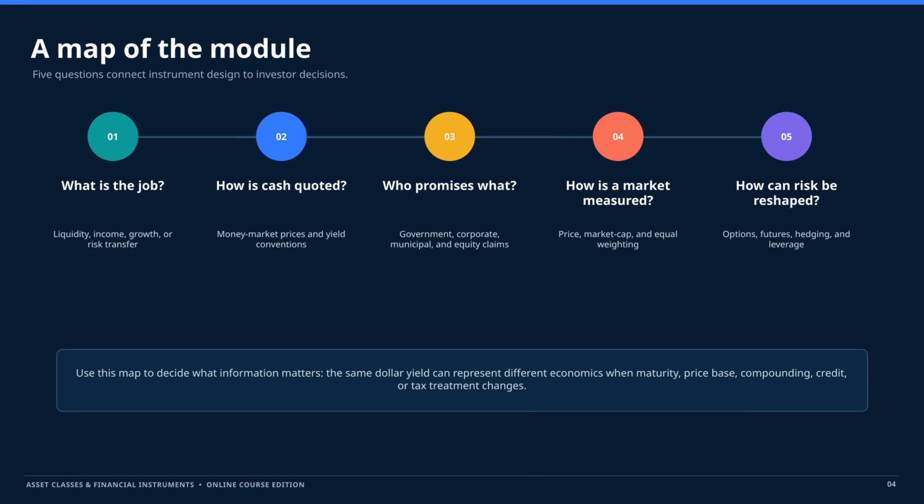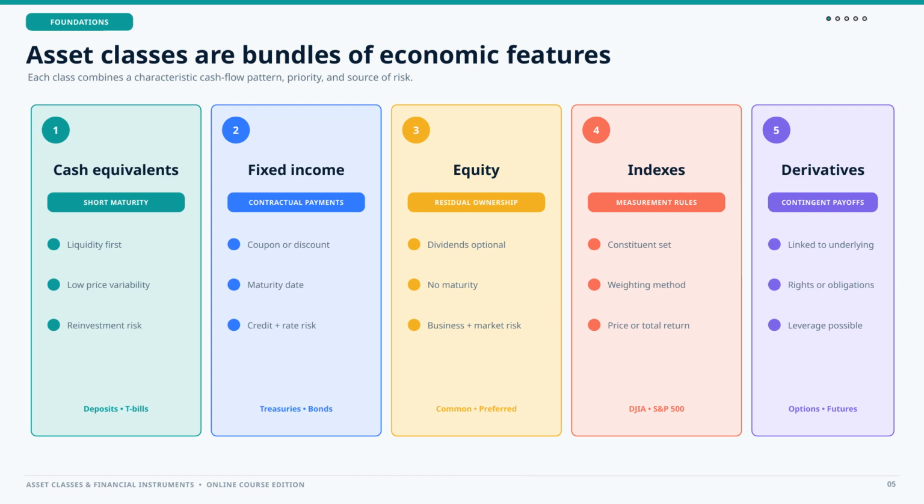These questions are connected. A yield cannot be evaluated without understanding the contract behind it, and a derivative cannot be evaluated without identifying the underlying asset, the obligation, and the way gains and losses are measured. Asset classes are more than product labels. Cash equivalents emphasize short maturity and liquidity, but they still expose investors to reinvestment, inflation, and sometimes credit risk.